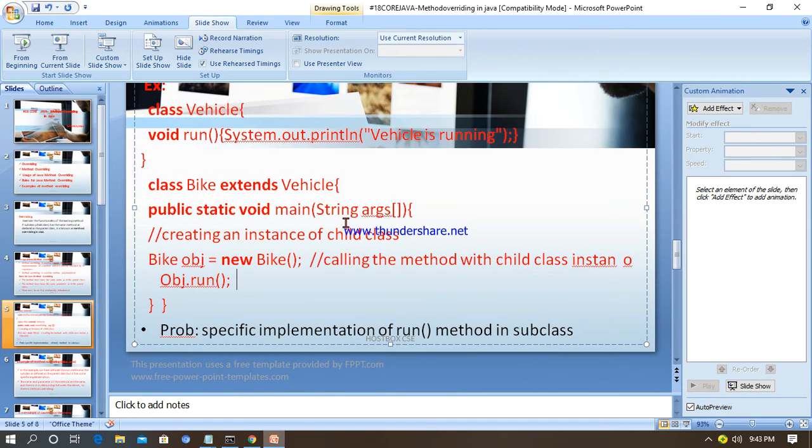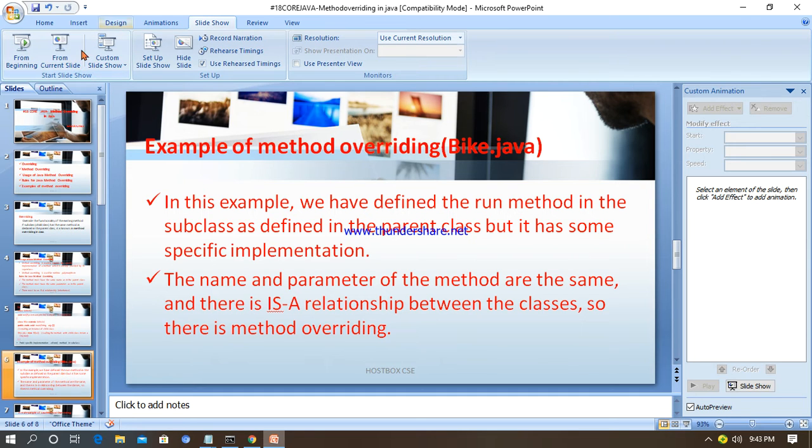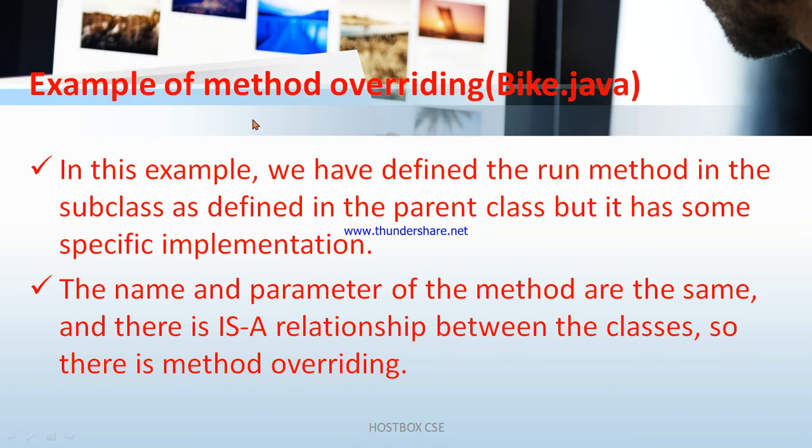This is a small example where we are not using overriding. Let's go for another example. We are going to see two examples: example one called Bike, and example two called Bike2. In this example, we define the run method in the subclass as defined in the parent class, but with a specific implementation. The name and parameters of the method are the same, and there is a relationship between the classes, so there is method overriding. We are going to extend the same Vehicle and Bike program with the overriding concept. So let's go for the demonstration.